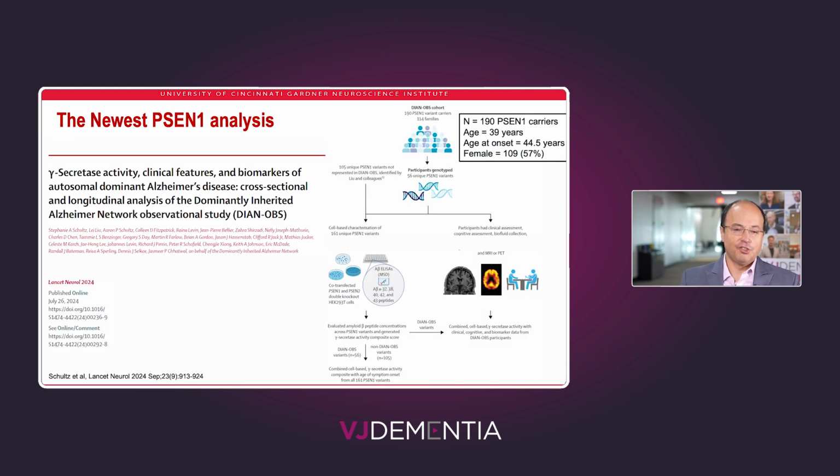Now, here is the latest presenilin-1 analysis, and this is a Lancet Neurology paper. As you see, 190 presenilin-1 carriers, and this study is looking at a variety of different factors associated with these carriers, including A-beta 42 levels and gamma-secretase activity. And it turns out that gamma-secretase activity is lowered.